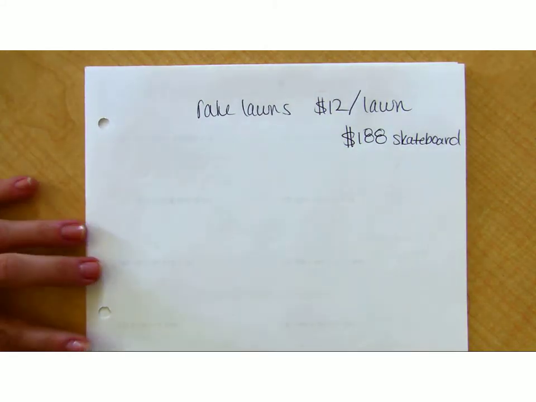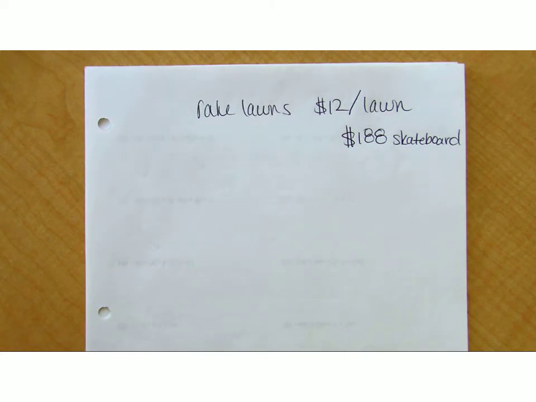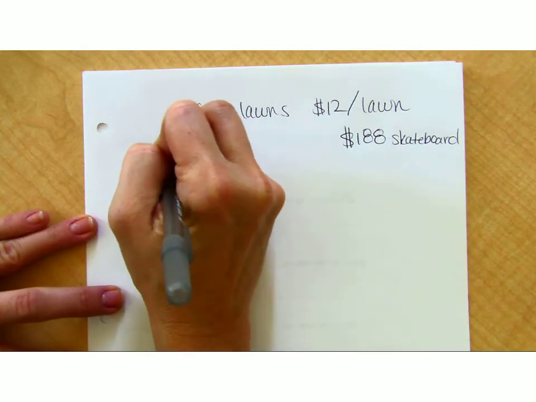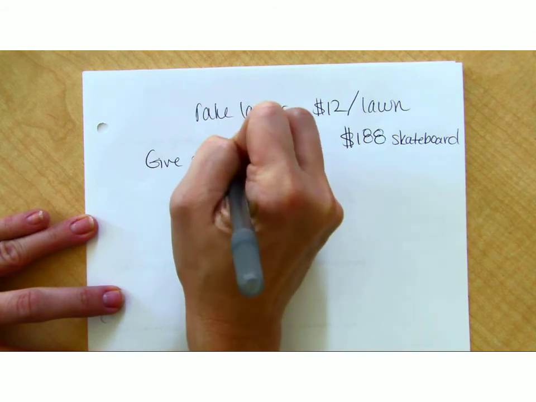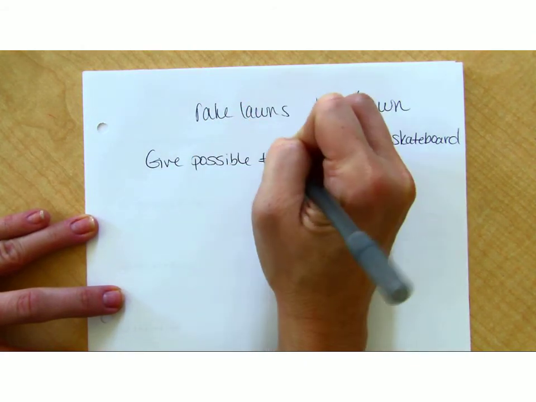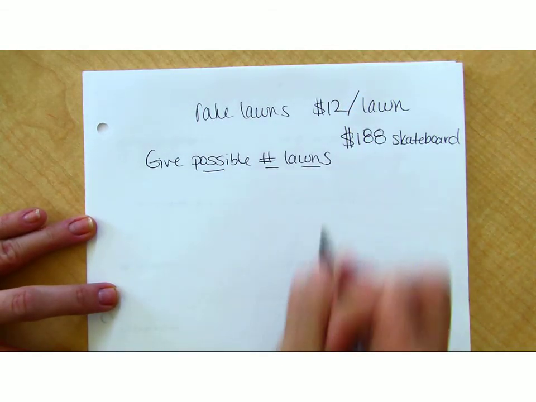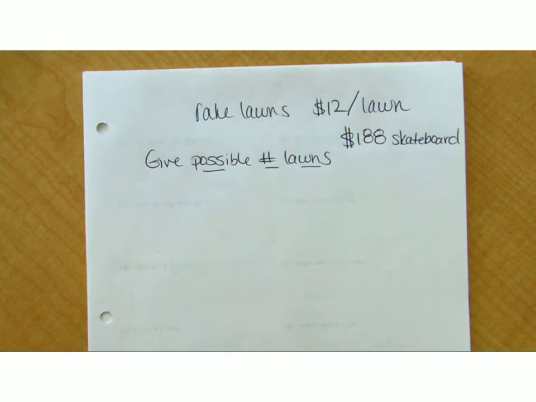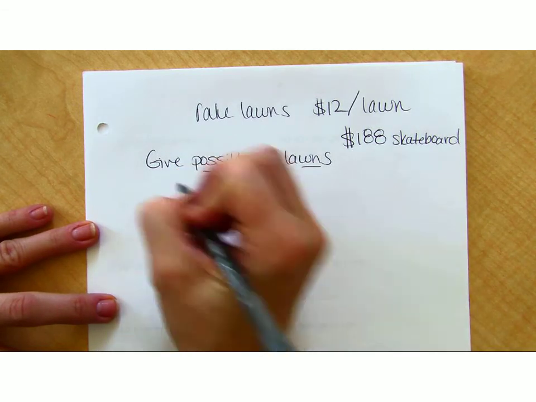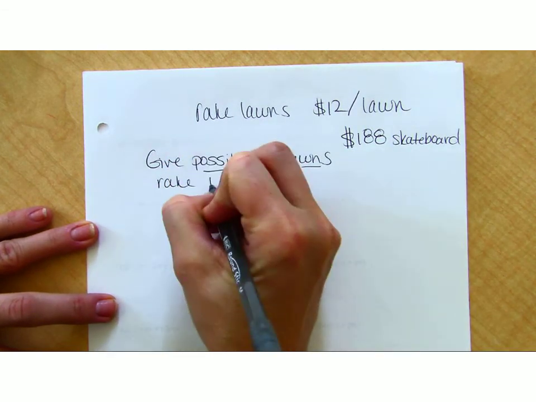I'm not going to phrase it as how many lawns do you need to rake to earn your money. I'm going to say give the possible combinations of lawns or the possible number of lawns. So give all the possible number of lawns that you could rake and still meet your goal. Possible number of lawns means it can be more than 188 or it can be more than whatever your number is. Okay? Give the possible number of lawns you can rake and meet your money goal.